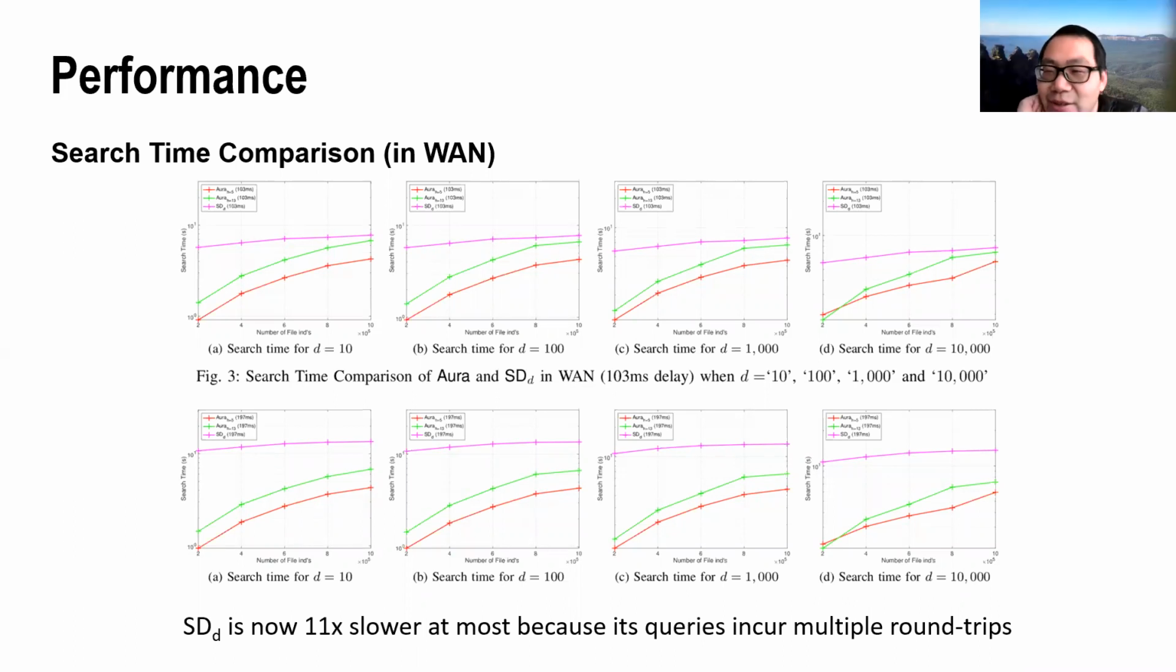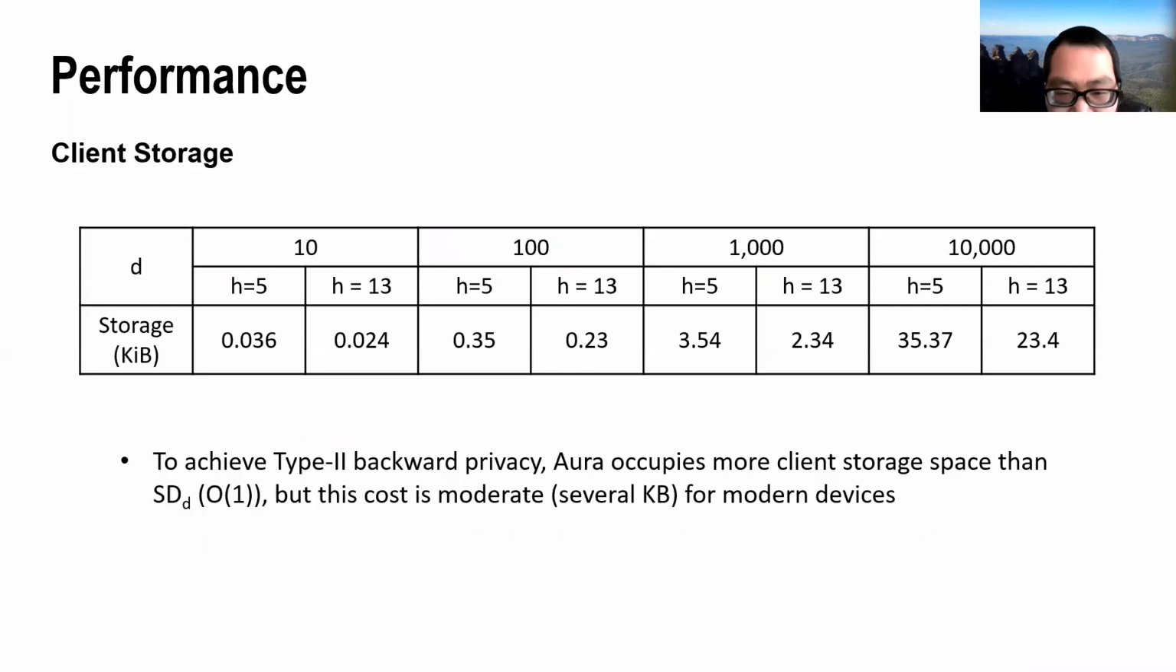No. STD also supports only single keyword search, but STD, just as I mentioned, enjoys small client storage. This client storage is only 1, but for our solution, the client storage is a bit larger, because we ask the client to do deletions locally, right? So we achieve the high level backward privacy at the cost of a bit higher client storage. Yes, thank you.